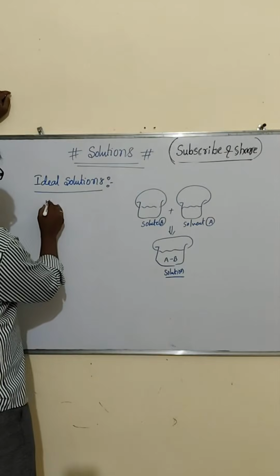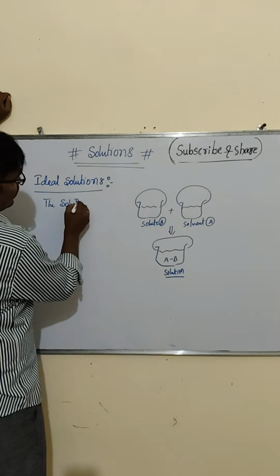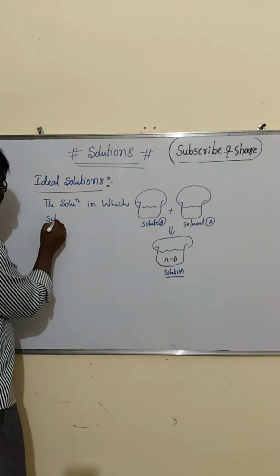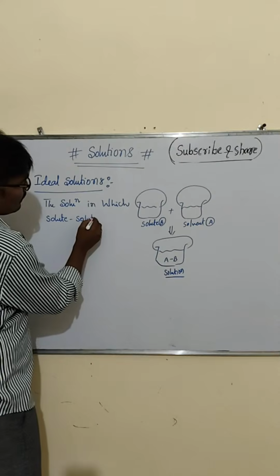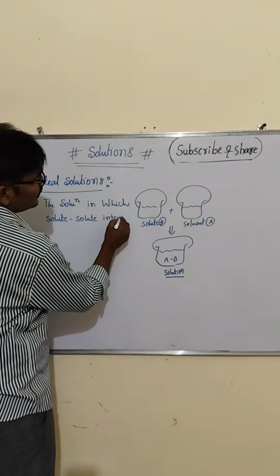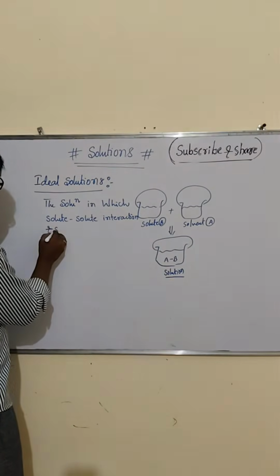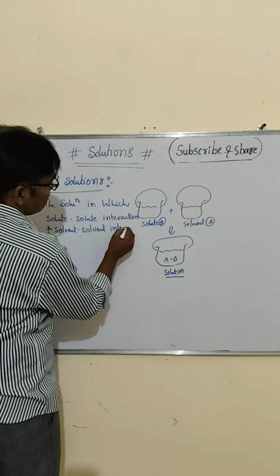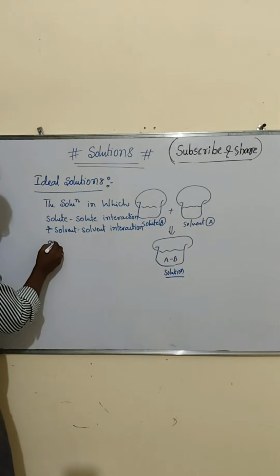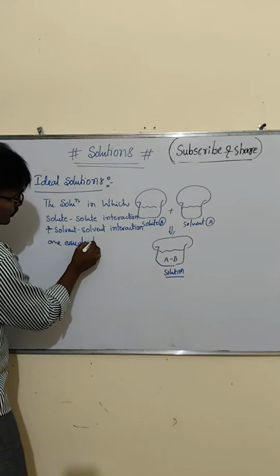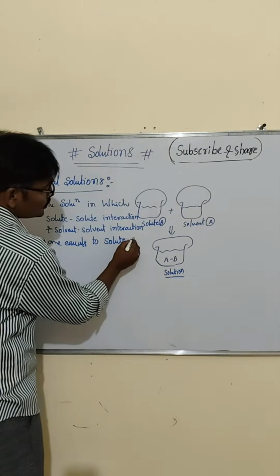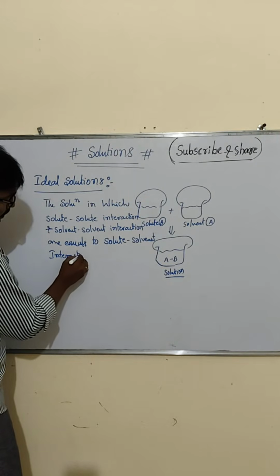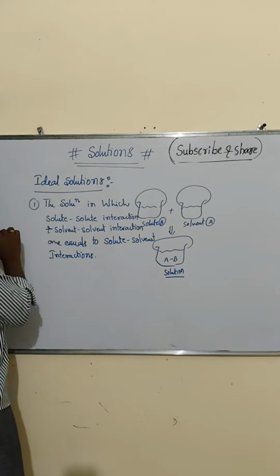Ideal solutions are nothing but the solutions in which solute-solute interactions and solvent-solvent interactions are equal to solute-solvent interactions. That is called an ideal solution. That is the first point you have to remember.